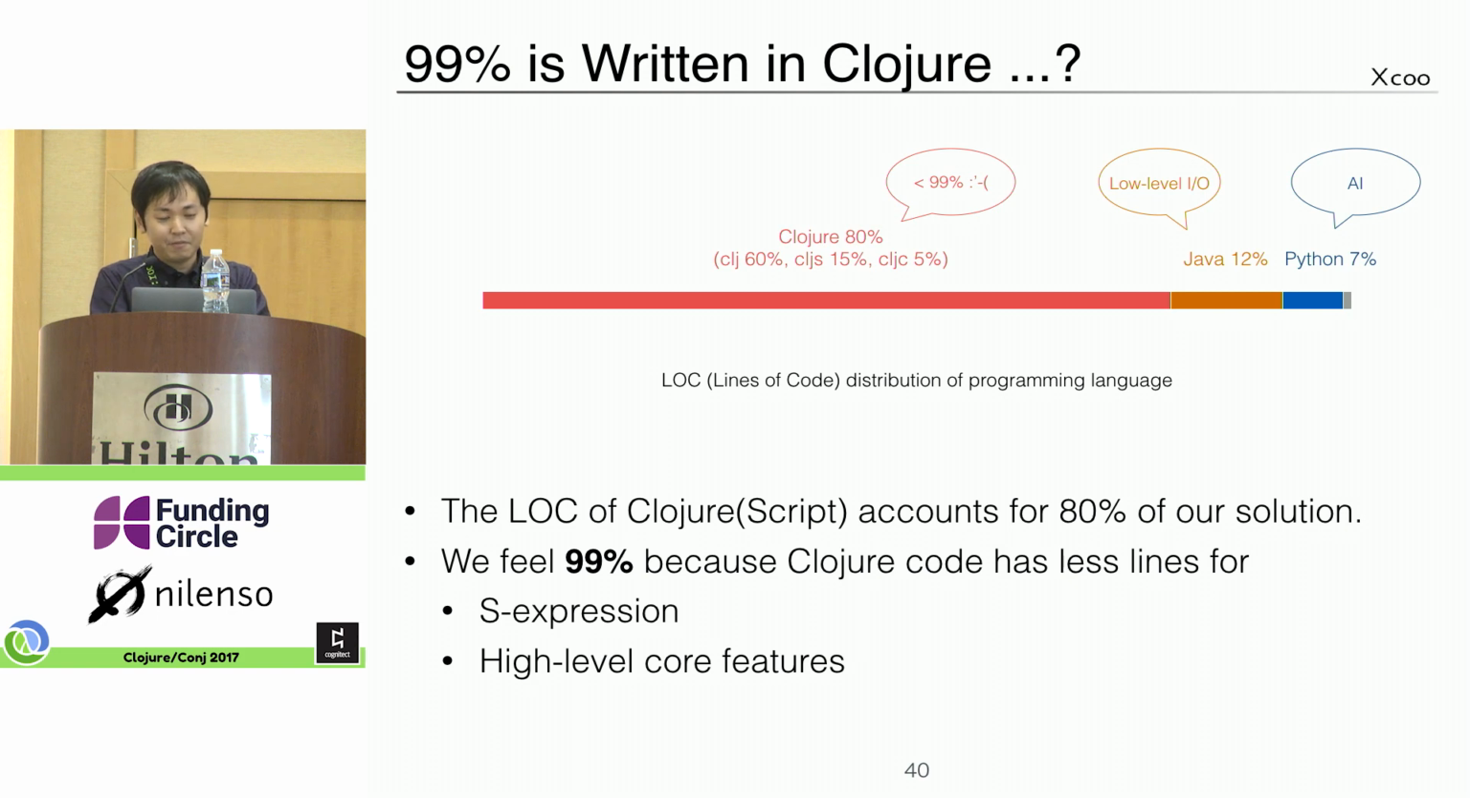We feel 90% is Clojure because Clojure code tends to be short, thanks to S-expressions and high-level core features. S-expressions make code direction somewhat horizontal, so lines are short. Besides, Clojure core features are very high level and abstract, so it's easy to express logic with short code.